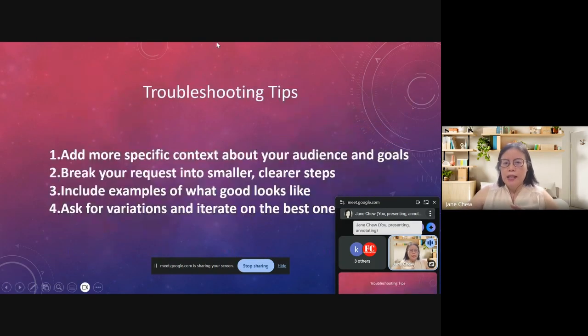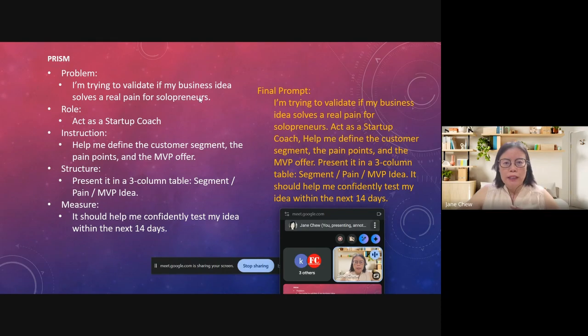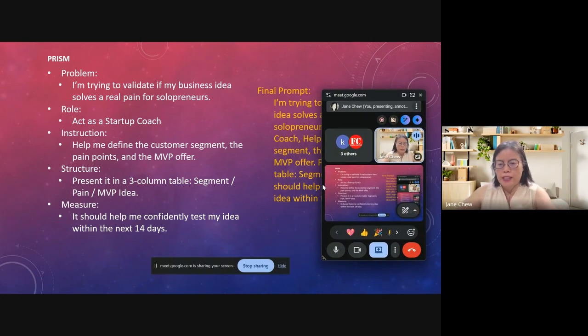Okay, so let's say we just put an example here. Problem: I'm trying to validate if my business idea solves a real pain for solopreneurs. Okay, then you want AI to act as a startup coach. Help me define the customer segment, the pain point, and the MVP offer. Present in a 3-column table: segment, pain, MVP idea. You should help me confidently test my idea within the next 14 days. So once you combine them, you just copy the whole text into your AI and run it.